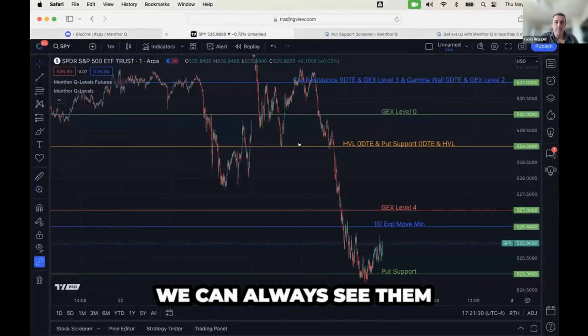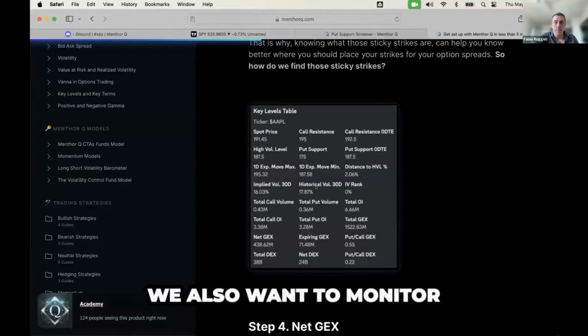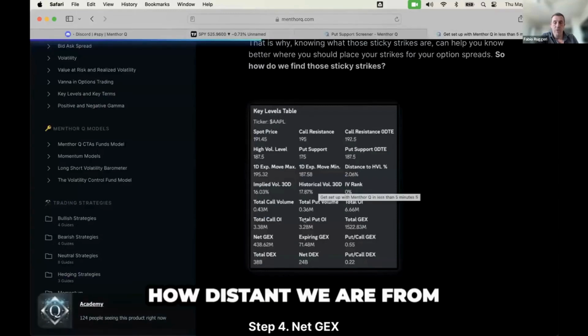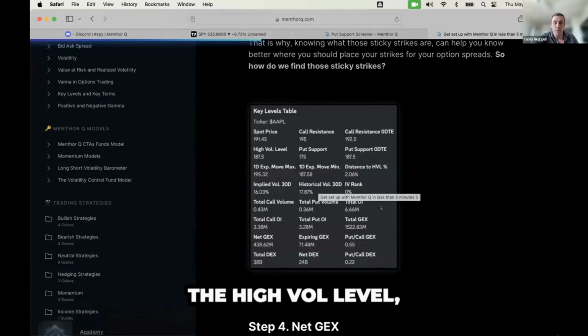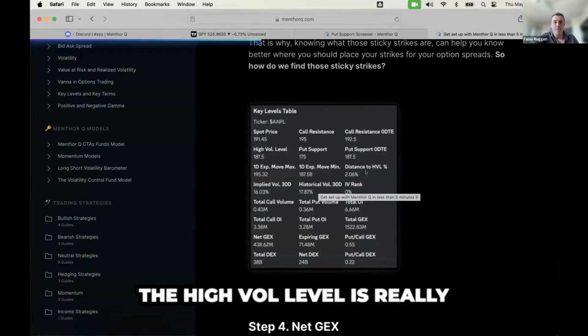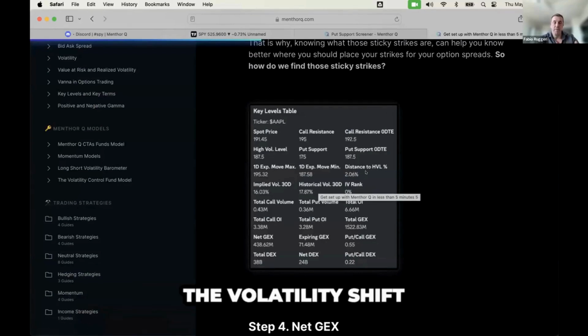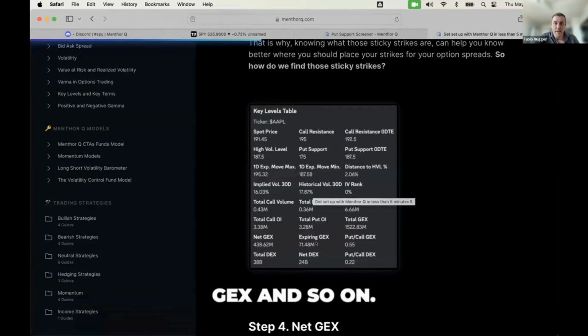We can always see them here directly in the chart on TradingView. We also want to monitor how distant we are from the high vol level, which we can find here. The high vol level is really the volatility shift between positive and negative gamma. And then we want to know the open interest and so on. So you can learn more about this as well.